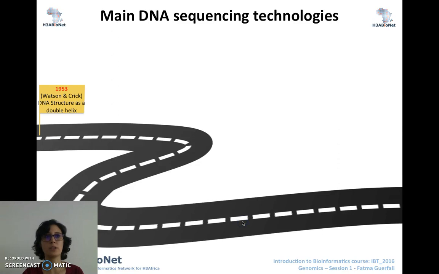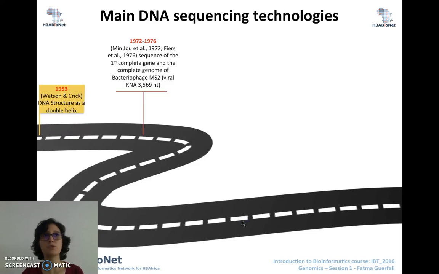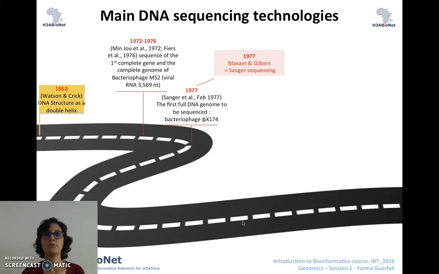Now, the whole story began in 1953 when Watson and Crick discovered the DNA structure, but then it took almost 20 years to witness the beginning of sequencing with the first complete gene and complete genome of a bacteriophage. And then the real breakthrough in DNA sequencing was achieved in 1977 by the publication that same year of two novel sequencing methods, one from Maxam and Gilbert that used radioactivity, and this is what rendered it less popular than the second one, which is Sanger sequencing, that is still widely used today.